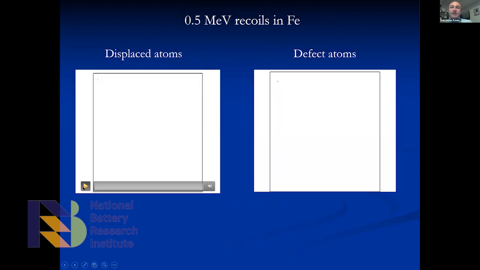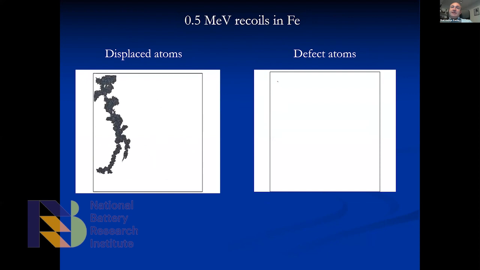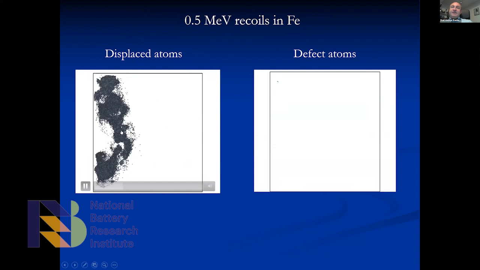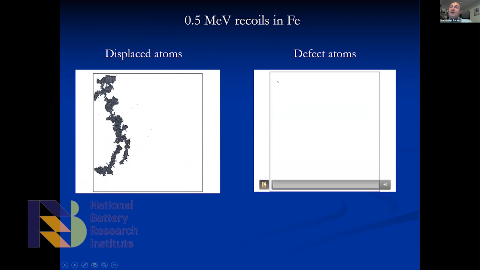And what I want to show here is what actually happens. Now we have a 1 MeV iron atom propagating in the iron structure. And you can see how this cascade develops, how atoms get displaced, and then time step increases, so we see things happening quicker. And these are the displaced atoms which are left in the system. Now, some of those displaced atoms can recombine, and that's why we also plot defect atoms.